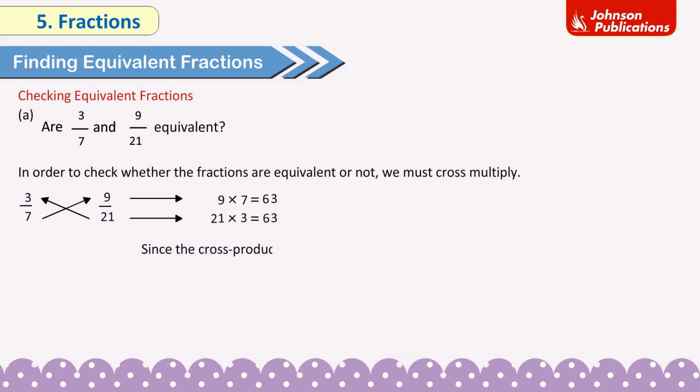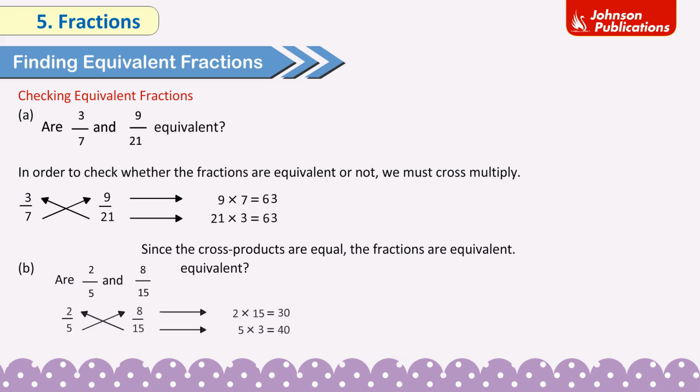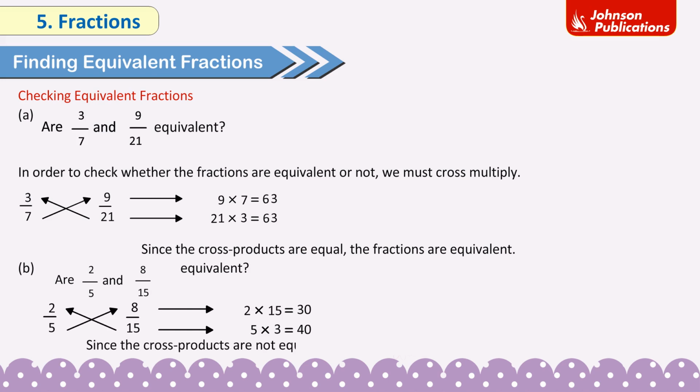Since the cross products are equal, the fractions are equivalent. B. Are 2 by 5 and 8 by 5 equivalent? 2 multiplied by 15 is equal to 30. 5 multiplied by 8 is equal to 40. Since the cross products are not equal, the fractions are not equal.